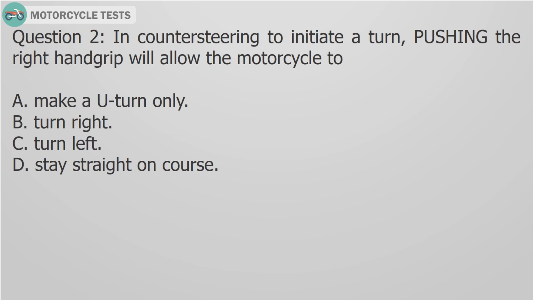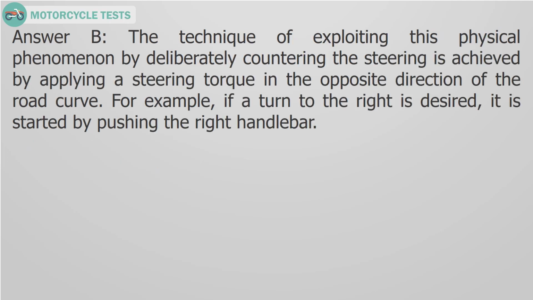Question 2. In countersteering, to initiate a turn, pushing the right hand grip will allow the motorcycle to A. Make a U-turn only. B. Turn right. C. Turn left. D. Stay straight on course. Answer B. The technique of exploiting this physical phenomenon by deliberately countering the steering is achieved by applying a steering torque in the opposite direction of the road curve. For example, if a turn to the right is desired, it is started by pushing the right handlebar.